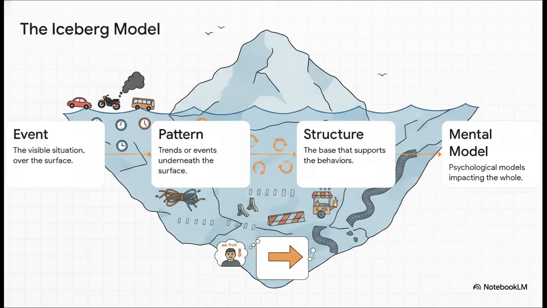At the very top, visible right above the water, is the event. That's the gridlock we're staring at right now. Just below the surface is the pattern. You know, the fact that this happens every single day at 4:47 p.m. Deeper down is the structure. This is the lack of dedicated lanes, the informal street use by vendors, the actual physical infrastructure design. But at the very, very bottom, the thing generating this whole mess is the mental model. This is the psychological belief held by every single driver and pedestrian that their own individual expediency is way more important than the collective flow.